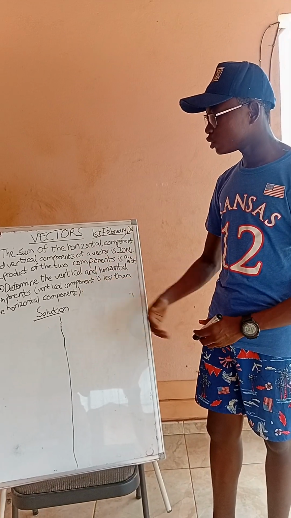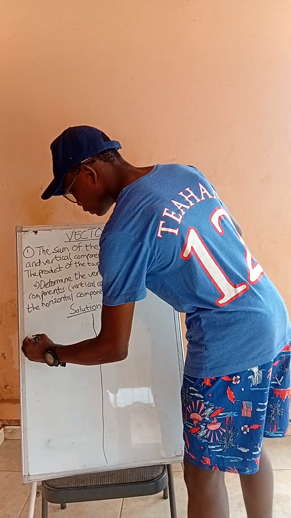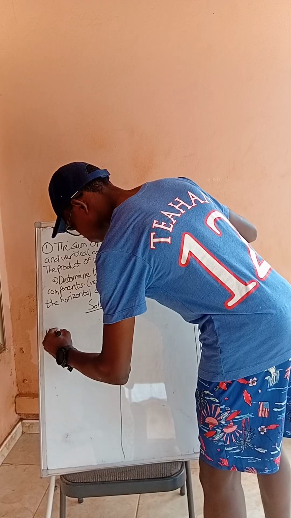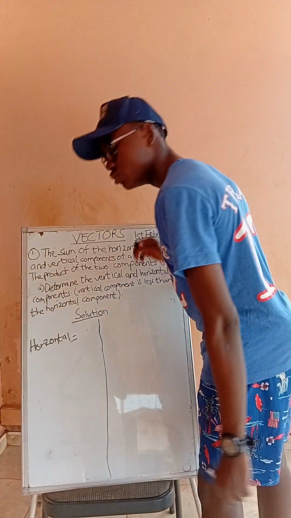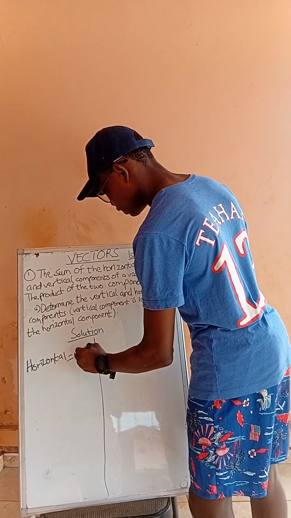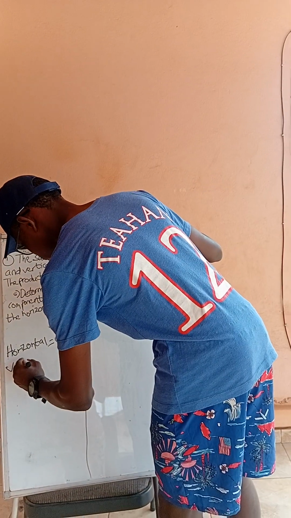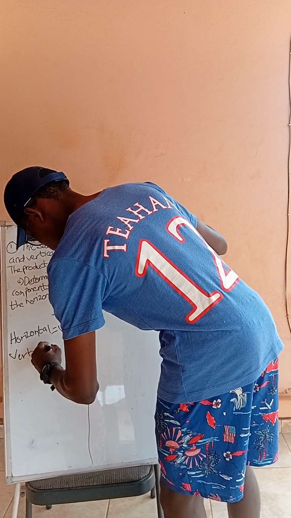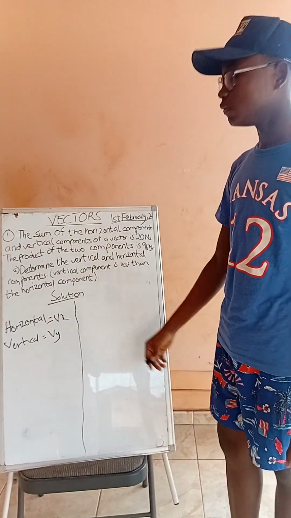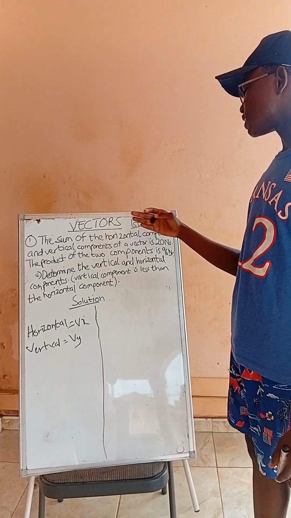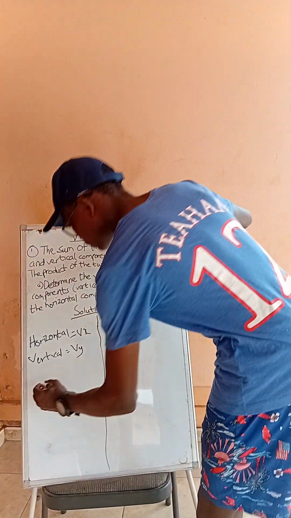Okay, so to solve this, we'll represent them with variables. So let's take the horizontal to be Vx, then the vertical to be Vy. Then the sum is 20. So the horizontal plus the vertical is 20.